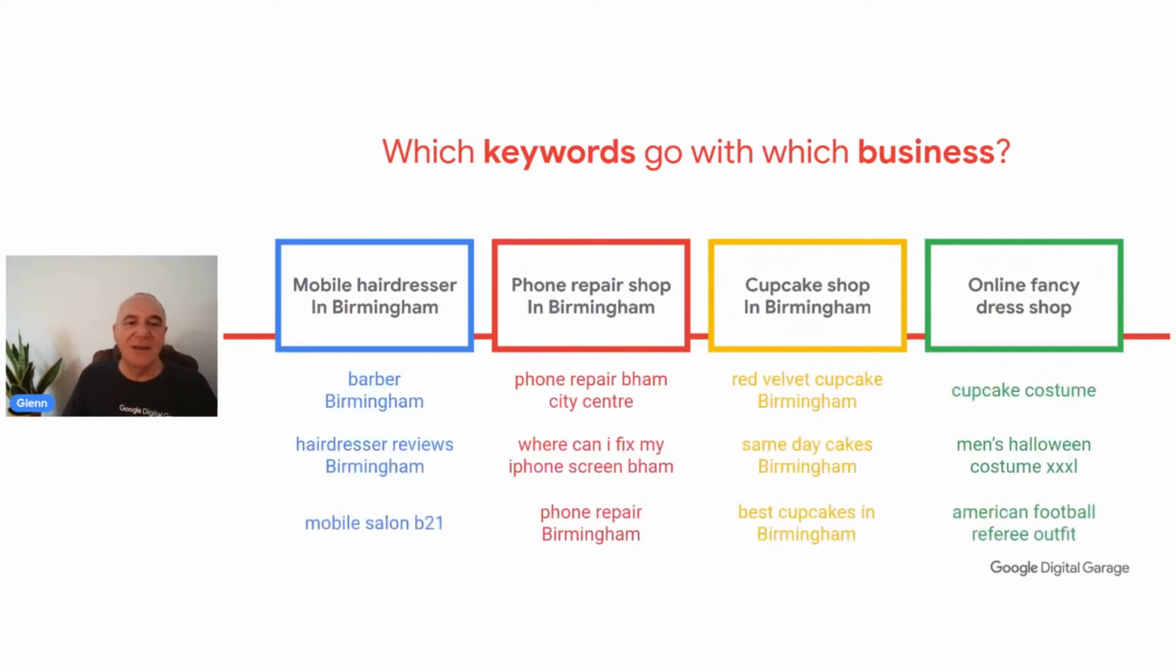Okay, let's have a look at the answers now. And I'm sure that you got them all right. So here we go. Barber Birmingham, hairdresser reviews Birmingham, mobile salon B21. So we didn't really look at the phone repair shop. So city centre, again, that's important. Perhaps people are going into town on the bus or on the train. Are you in the city centre? Where can I fix my iPhone screen? So that is an important thing. Do we need to also isolate particular types of mobile device that are perhaps really popular in the market? Do we want phone repair in Birmingham?